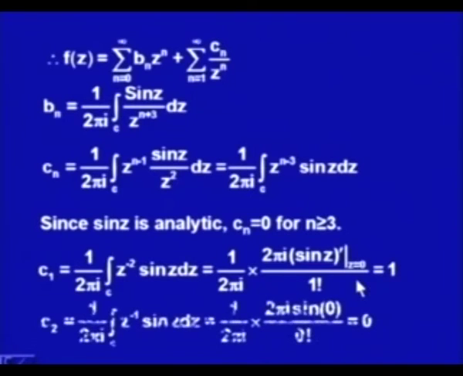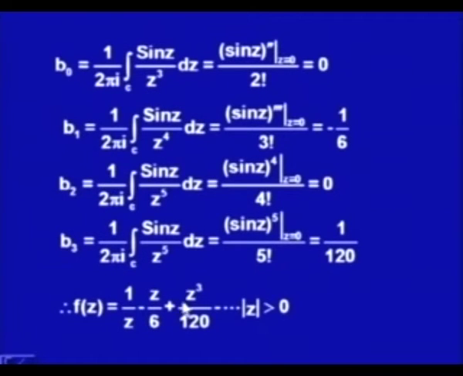So, this is c 1. Similarly, c 2 will be integral z raised to minus 1 sin z dz, and according to the formula we have 1 upon 2 pi i into 2 pi i into the sine function evaluated at z is equal to 0 divided by factorial 0, and sin 0 being 0, this comes out to be 0. So, c 1 is 1 and c 2 is 0. So, we will have z cube over 120 and so on, and it is convergent for modulus z greater than 0.